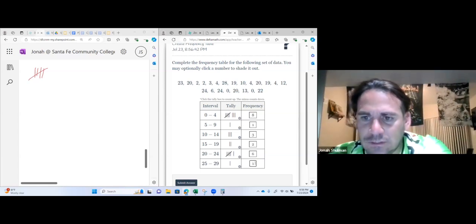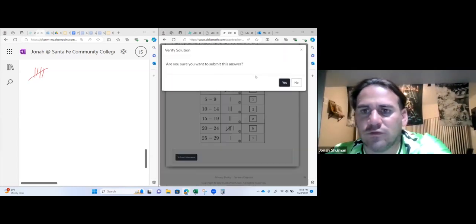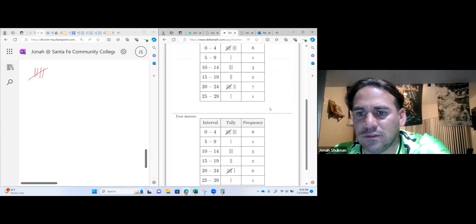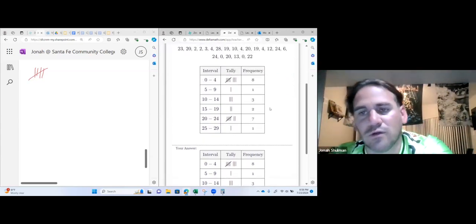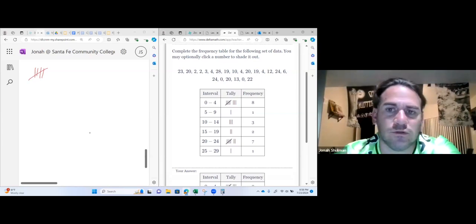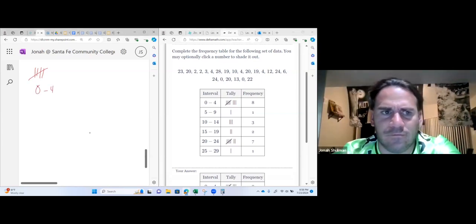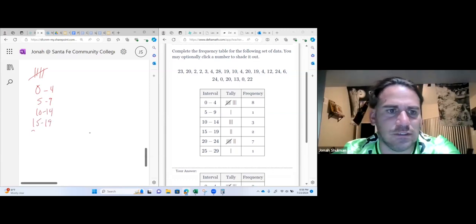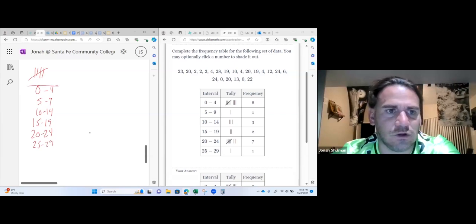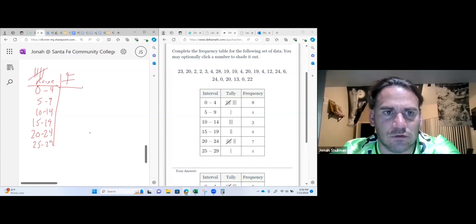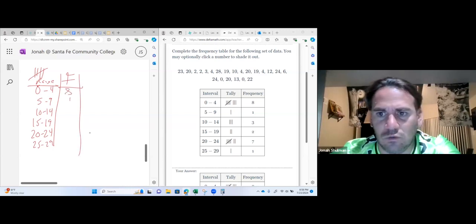Cool. Let's see if this is right before I have to do them all. Which one did I miss? Oh, I missed one. All right, well, we'll use their numbers to do it. So if we have 0 to 4, 5 to 9, 10 to 14, 15 to 19, 20 to 24, 25 to 29, these are our ranges. Then we have our frequency. So our frequency is 8, 1, 3, 2, 7, 1.